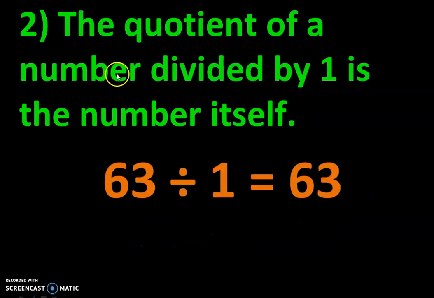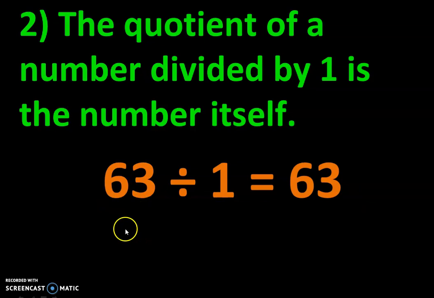Okay. Next, property number 2. The quotient of a number divided by 1 is the number itself. So here the dividend is 63 and it is divided by 1. You get the same answer. That is, any number divided by 1, you get the same answer.